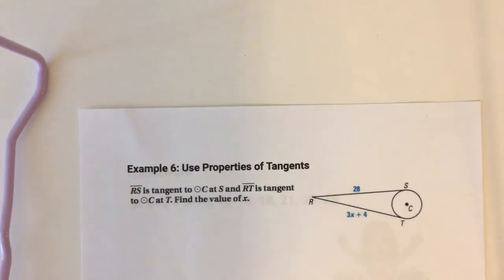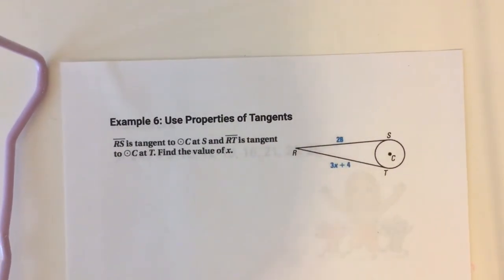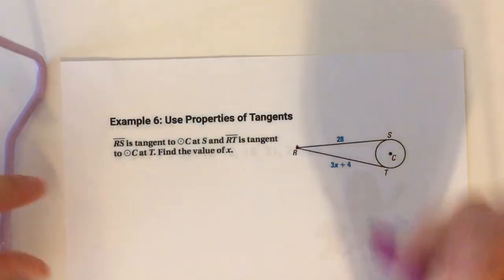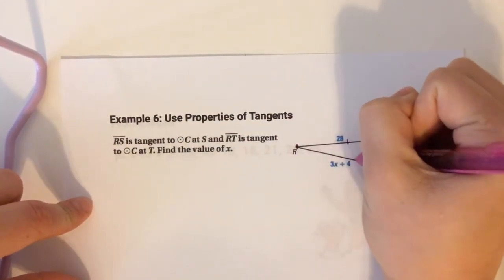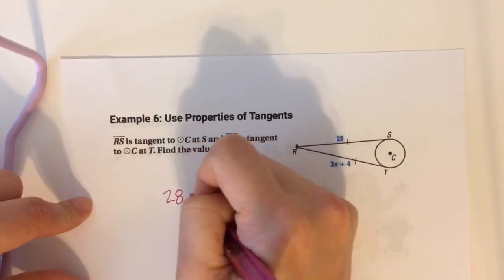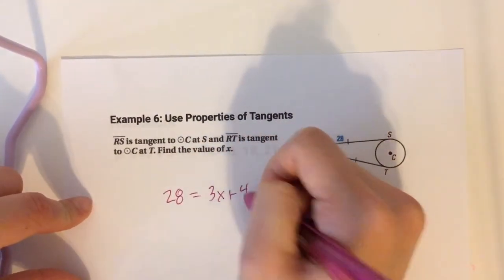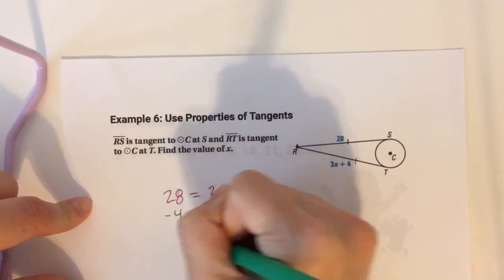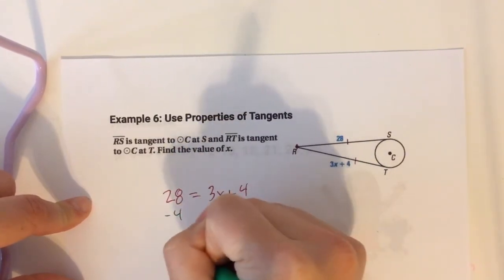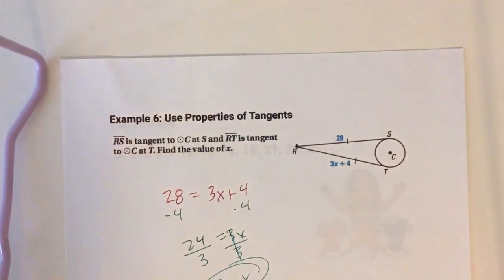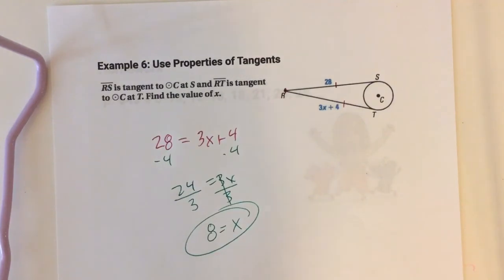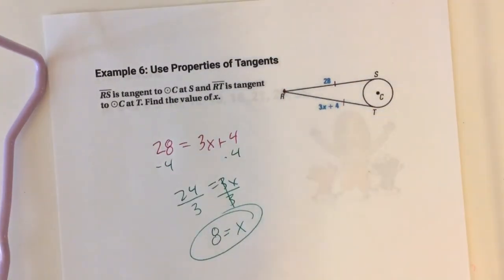So trying this example, RS is tangent to circle C at S, and RT is tangent to circle C at T. So they share that common point R. Find the value of x. Well, we know if they share this common point and they're both tangents, that these guys are congruent. So we could say 28 equals 3x plus 4. And from here, we're just going to solve for x. So we would subtract our 4 to get 24 equals 3x. Divide by 3 to get that x equals 8. And those tend to be a little bit easier. Just set them equal to each other if they intersect at that common point.